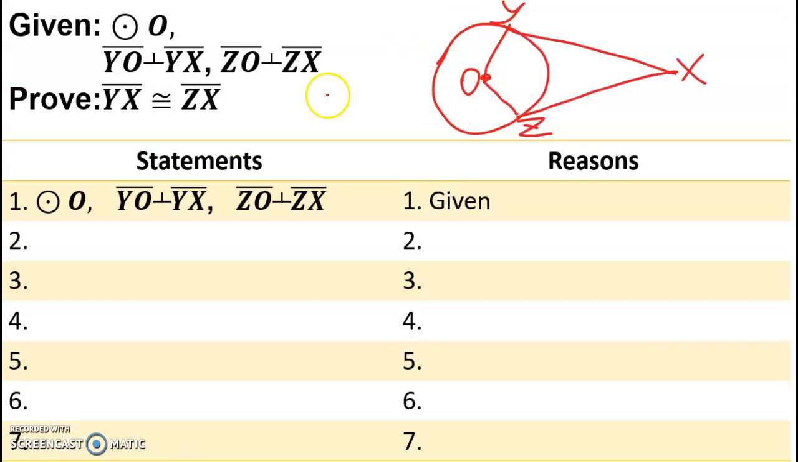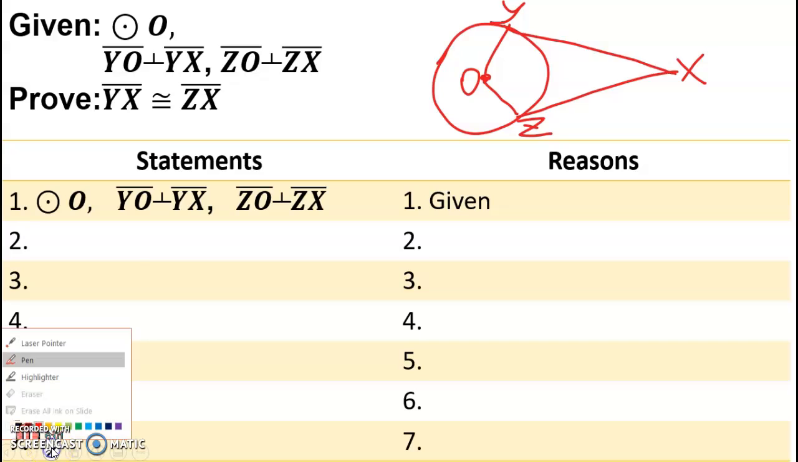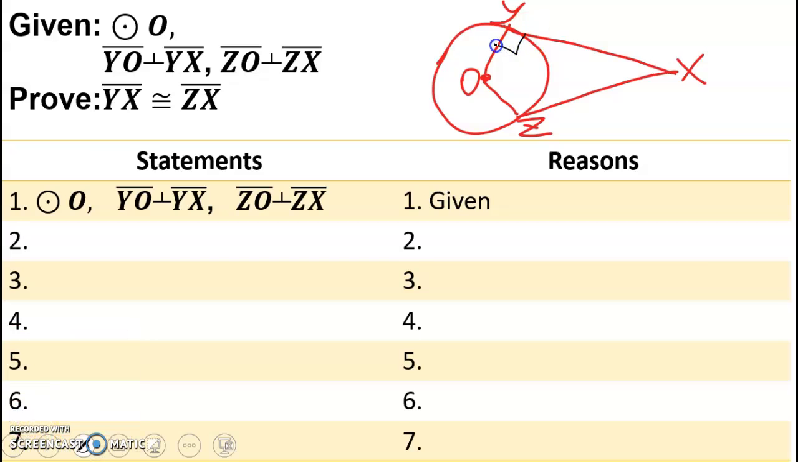Let's do a disproof. Okay, we are given that this is angle circle O, and whenever we see a circle, we think of radius and radii. All radii are equal. Okay, so we look at this figure here. It's a quadrilateral with 4 sides. So we are given that YO is perpendicular to YX. So we can have a right angle. Let me use a different color. It means we have a right angle right there.